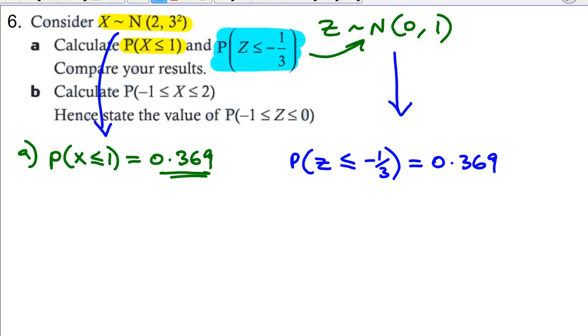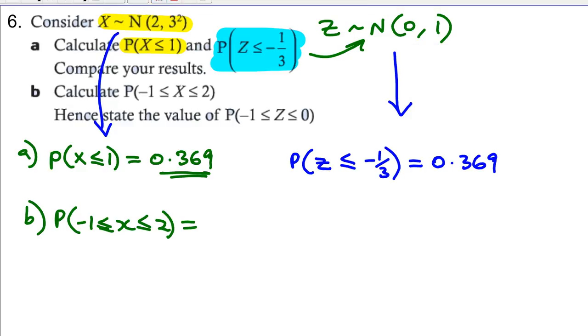B. Calculate the probability that x is between 1 and 2. So here we are going to use the colors. So these are the x values. I'll just use the green for the x values.